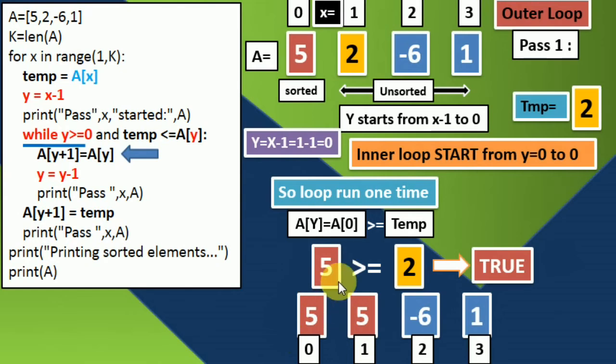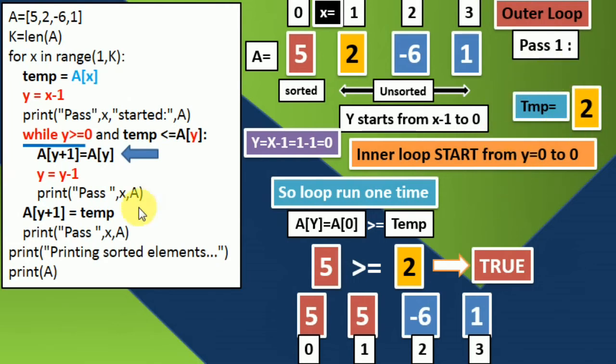So what is going to happen? This line is going to be executed. And what is that line? a of y plus 1 equals a of y. At present y is 0, and a of y plus 1 means this value, this yellow box. y plus 1 is 1. 0 plus 1 is 1. So it will override the value of this yellow box. That means this block of index 1 is going to be overridden with the value of 5. That means both values are going to be 5. So where is that 2? We already kept it in a safe place, that is temp.